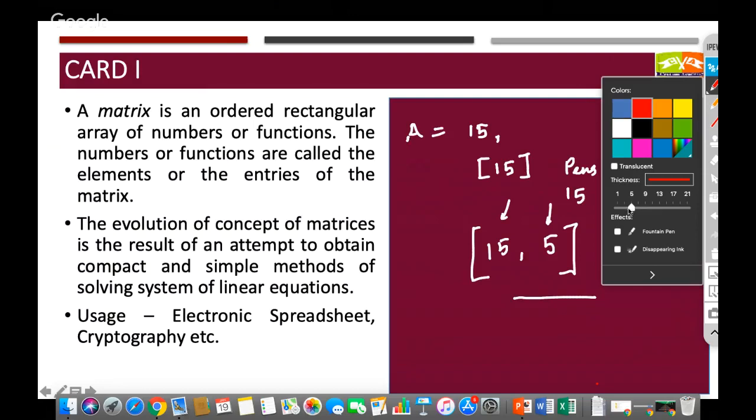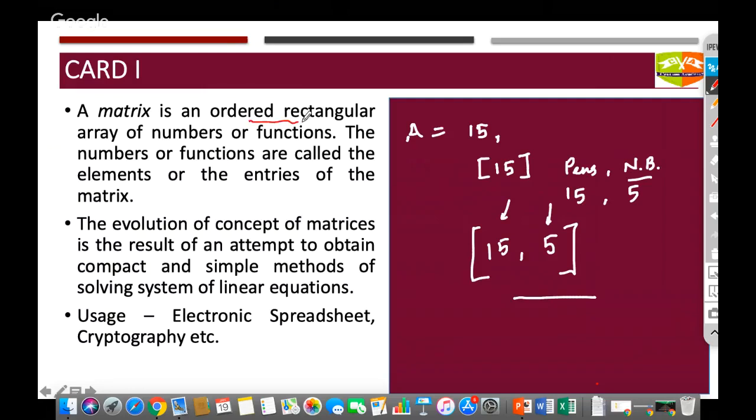That is why I am telling you that matrix is nothing but an ordered rectangular array of numbers. This is how in an array a number or function is represented. Each individual entry over here is known as an element. So whatever you enter over here, all these individuals are known as elements. You can also call them entries.